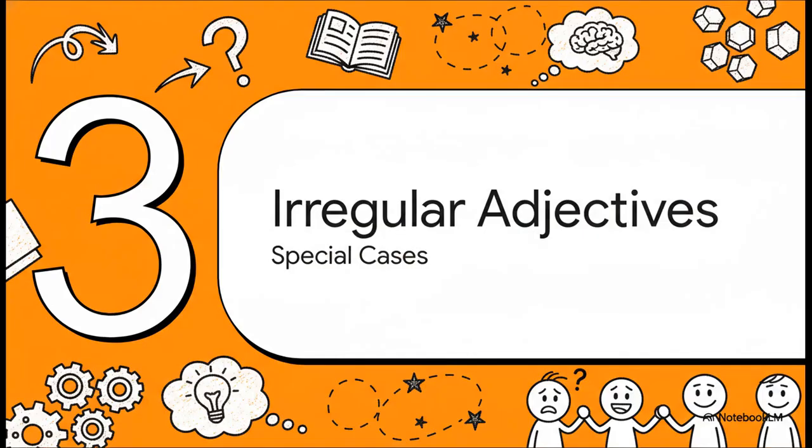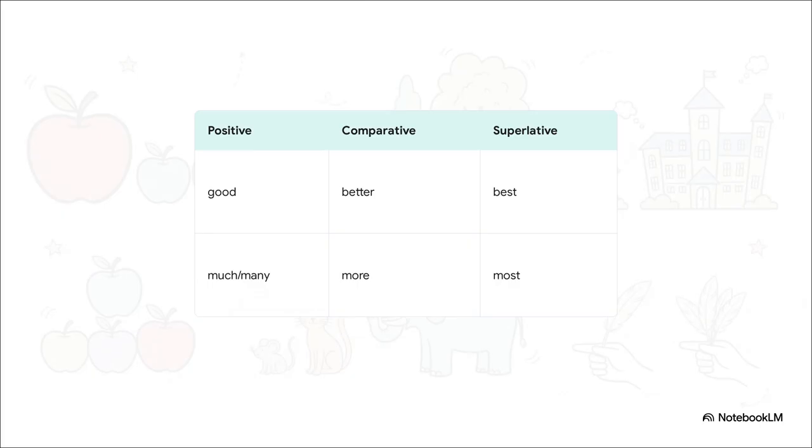Now, like in any family, English grammar has some rule breakers. There are a few special adjectives that don't follow our er and est rule at all. We call them irregular adjectives. But please don't worry, there are not too many of them, and with a little bit of practice, you will remember them very easily. Let's look at the most common ones.